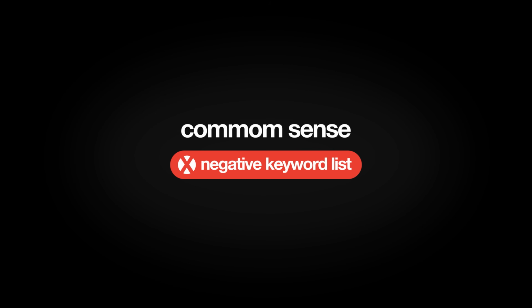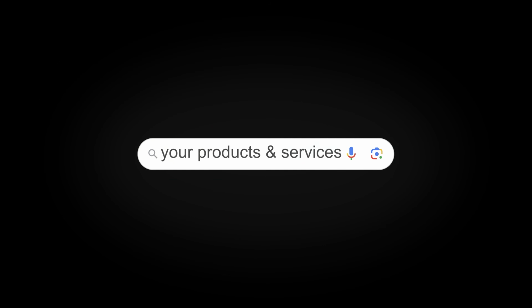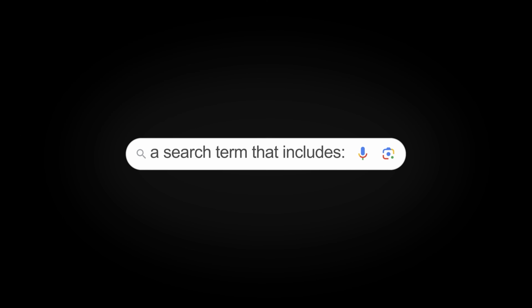The way to start is by building out a common sense negative keyword list. So what search terms do you just know, based on what you know about your industry, about your business, about your products and services, you just don't want your ads to be shown for anyone that's searching for a search term that includes certain words, right? You can just probably create what's called a common sense negative keyword list to get started.